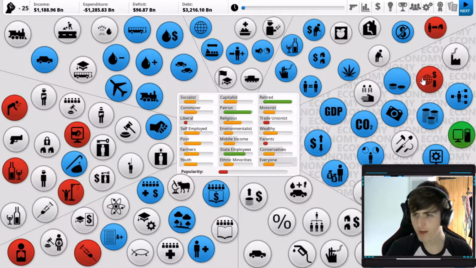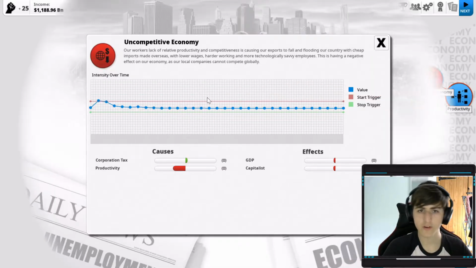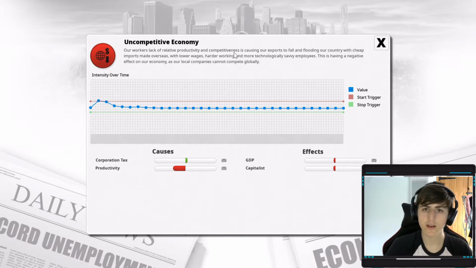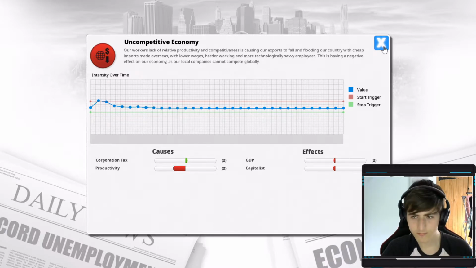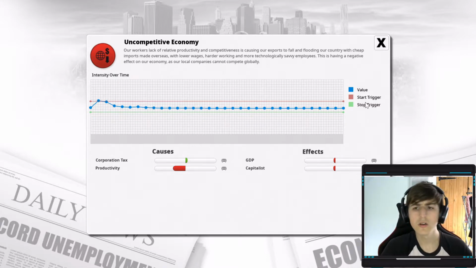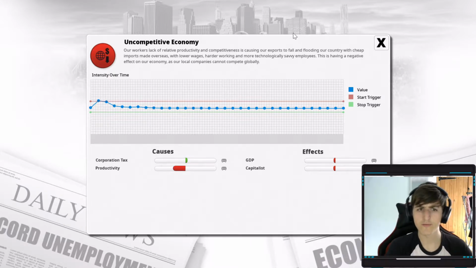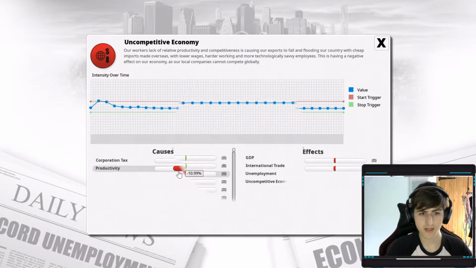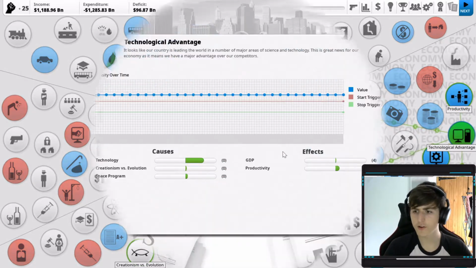So on top of this, there's also the reds and the greens. They're pretty similar, but they're different types of things. So, uncompetitive economy. Our workers' lack of relative productivity and competitiveness is causing our exports to fail and flooding our country with cheap imports made overseas. So the red ones are problems, and they have a start trigger, which is up there, and a stop trigger. For them to start, they have to be quite high up, but for them to stop, they have to go quite low. So the example for this one is because of the corporation tax, the economy is not as competitive. Productivity is taking this down massively though, because productivity is relatively high. An example of a green one is the technological advantage.